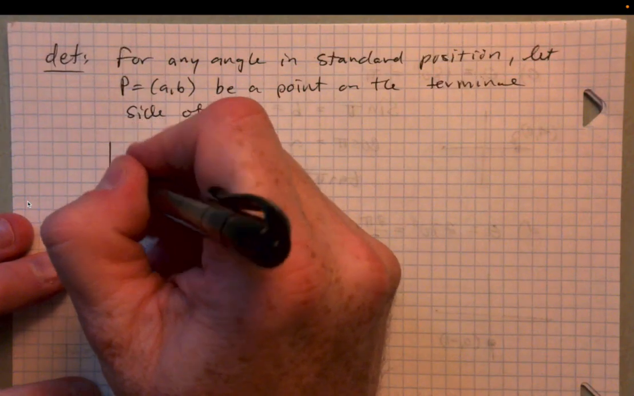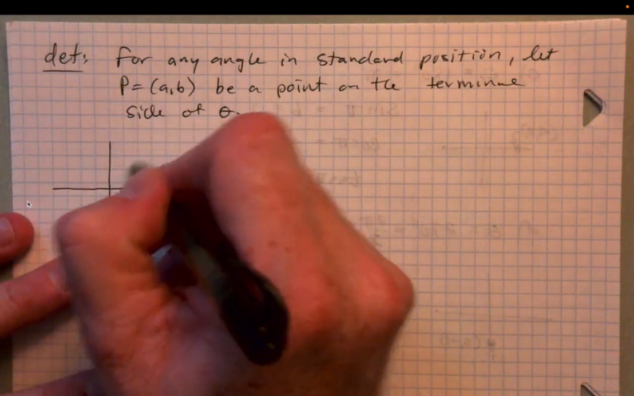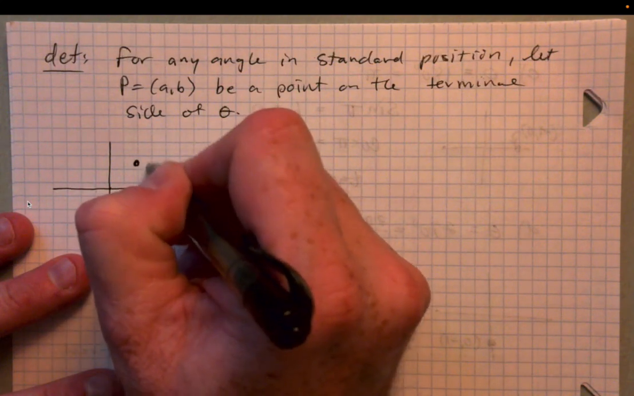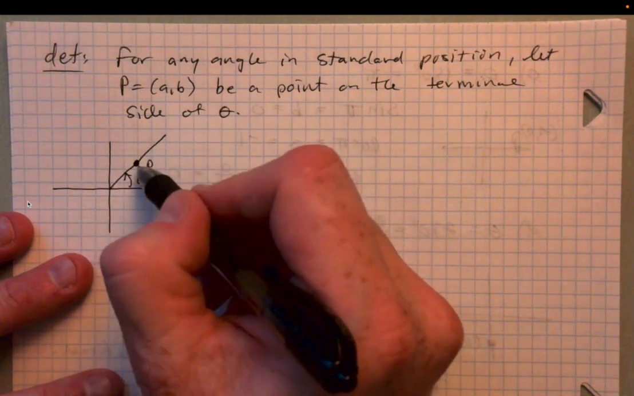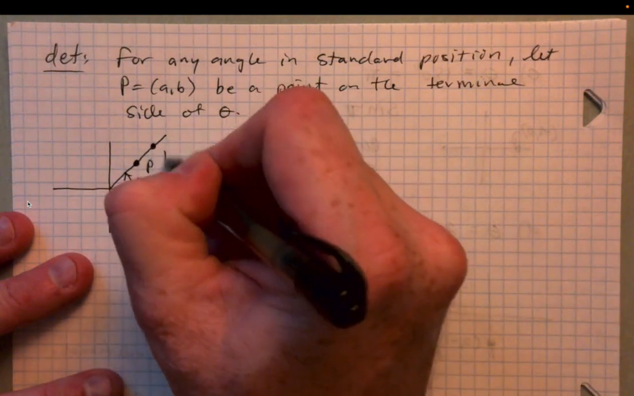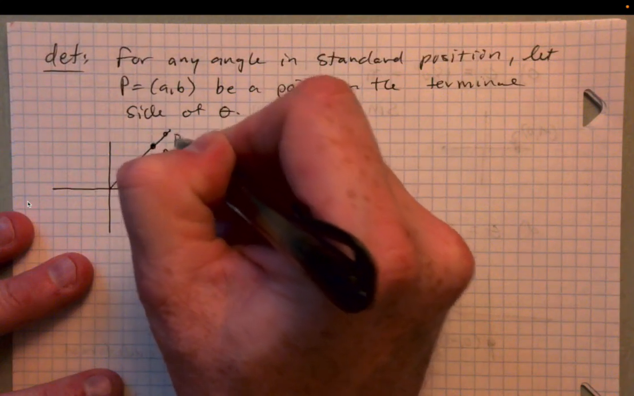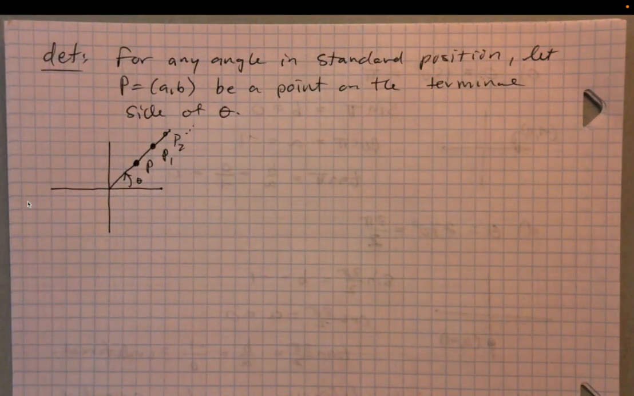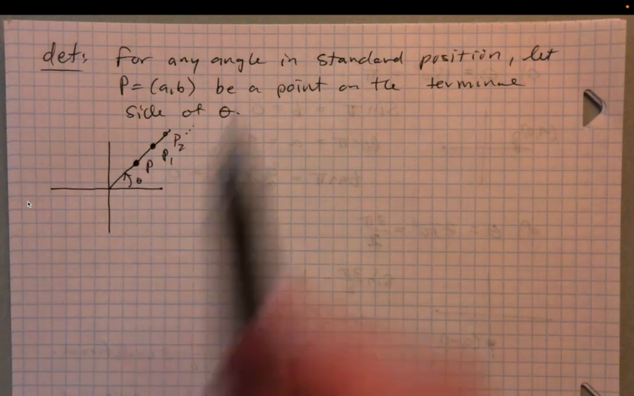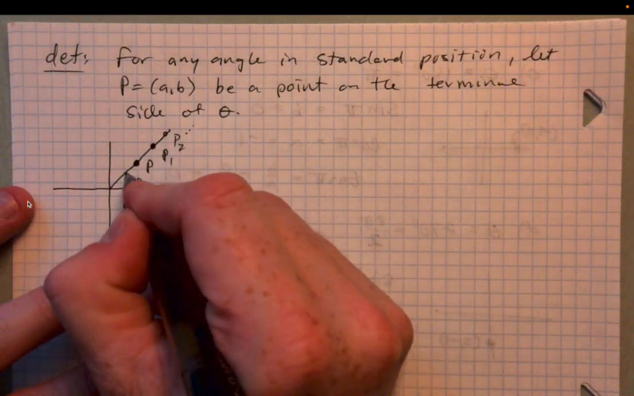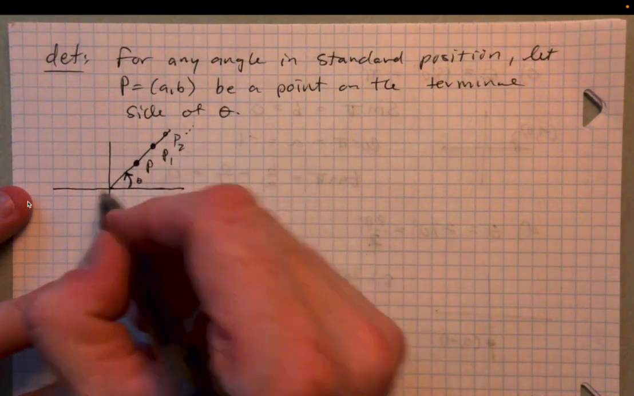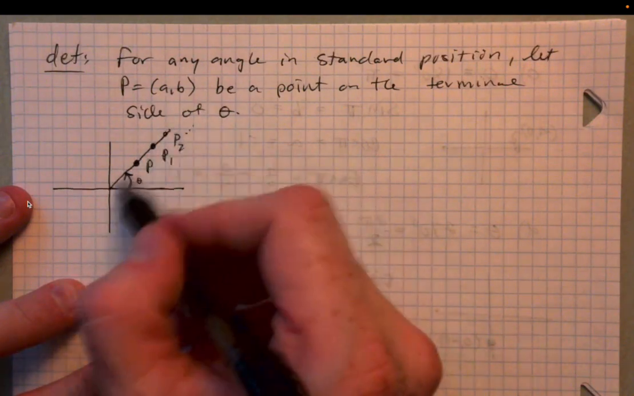All right, so if P is here, it doesn't matter. Here's my terminal side. It doesn't matter if my P is there, or if it's up here, or if it's further up. It doesn't matter where it is. It can be any point on the terminal side of this central angle theta that's in standard position. Okay, so for any angle in standard position, let P equals (a, b) be a point on the terminal side of theta. So I've got some angle defined by the x-axis and some ray. P is any point on that terminal side.